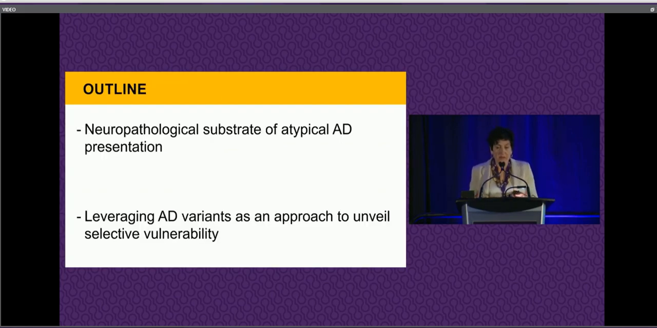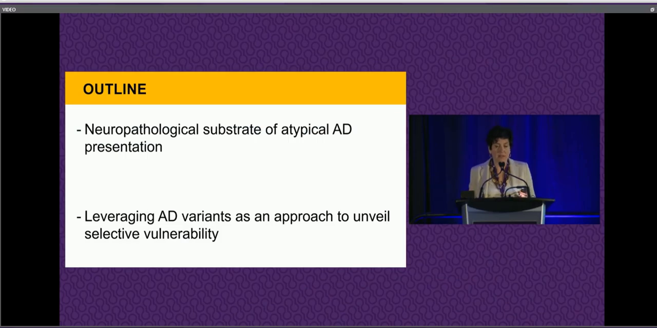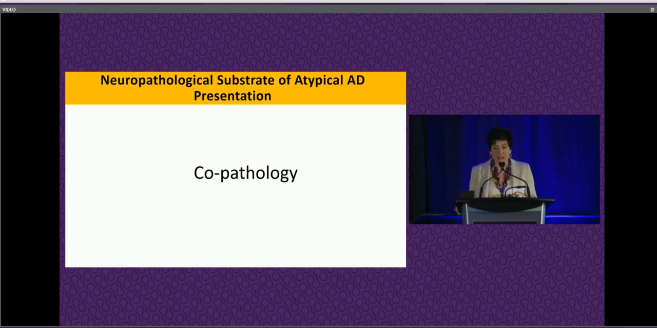So by looking into this, the question comes, what is the neuropathological substrate of this atypical Alzheimer's disease presentation? And also, can we use these AD variants, I will call them variants because there are several, even in the atypical, as an approach to unveil this concept of selective vulnerability in Alzheimer's disease? What can we learn that can help us to protect our brain or our cells from developing and spreading this disease? So we talk a lot about heterogeneity and co-pathology, and there was a very elegant presentation before mine. Of course, co-pathology is the rule in the aging brain. It can modify the clinical symptoms.